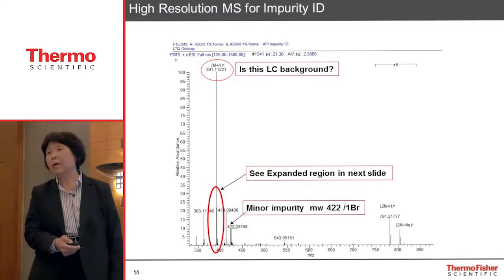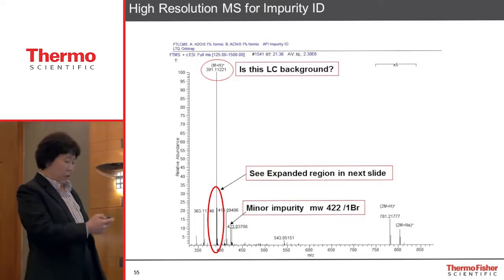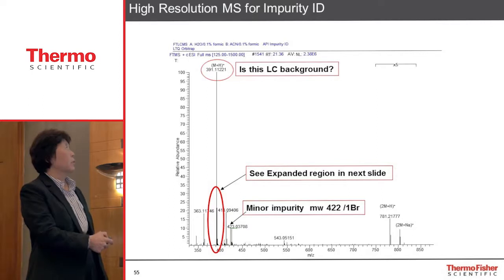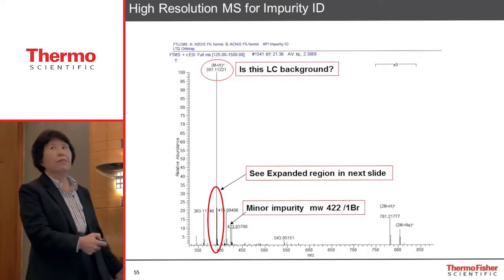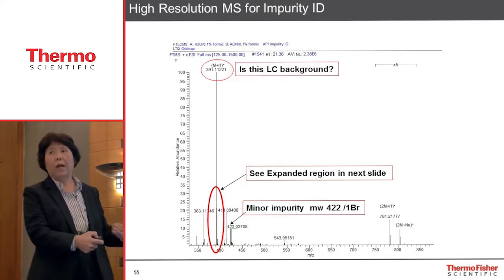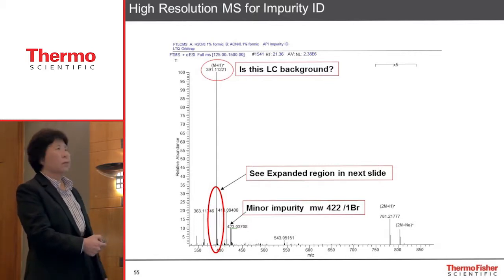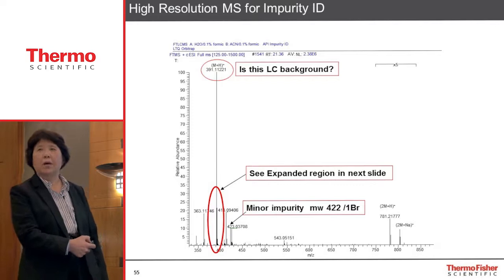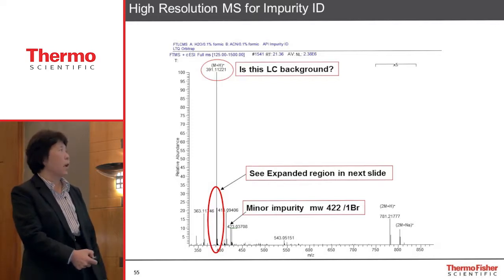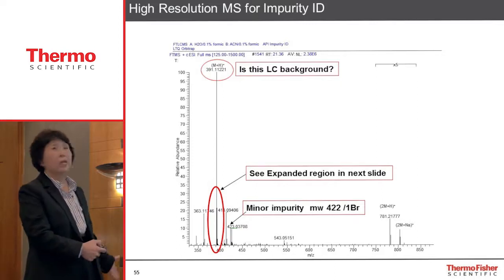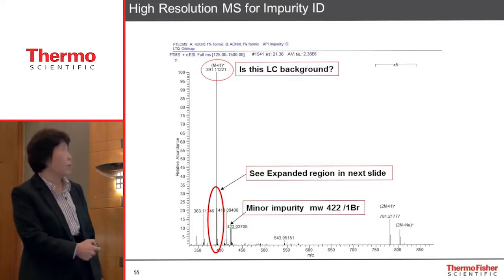Only high resolution mass spec can tell. This is actually the real problem I had when I worked at Roche Palo Alto. Right away I thought, oh yeah, this is the valley, the common LC background. Look at this dimer, look at this associated. But right away I said, oh, wait a minute, the mass doesn't match.